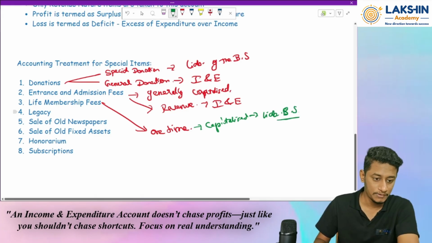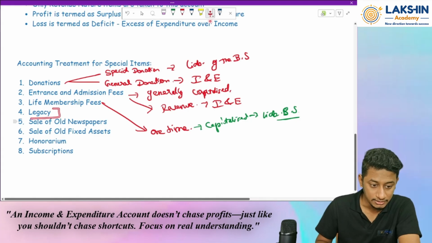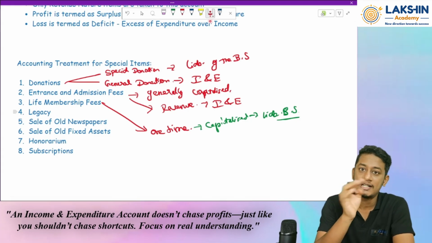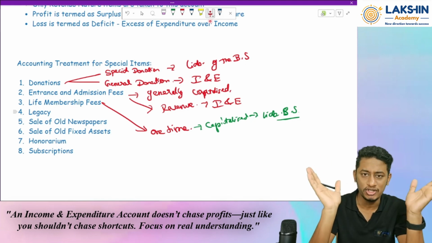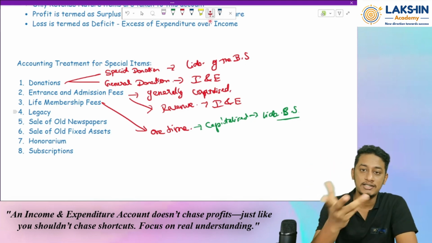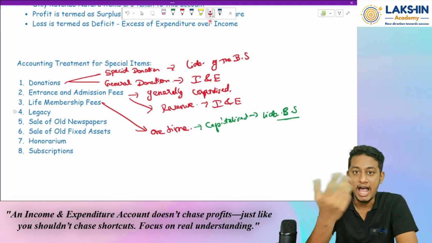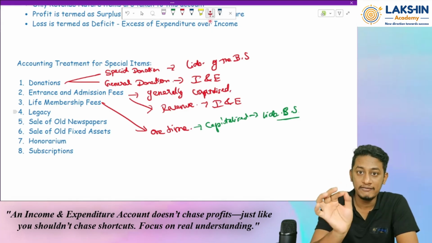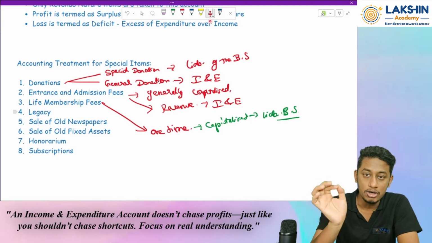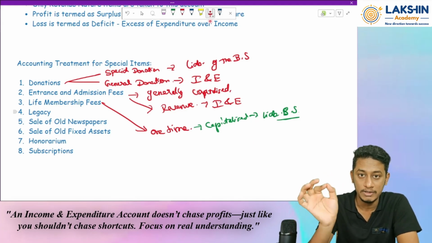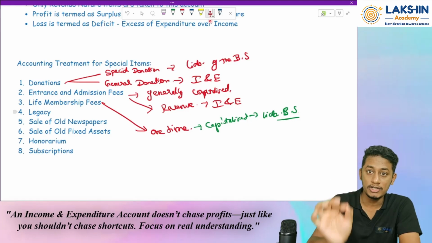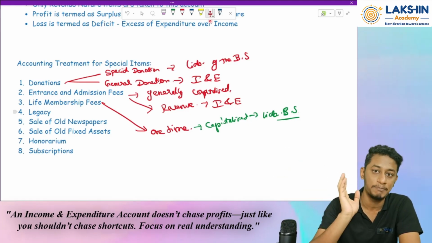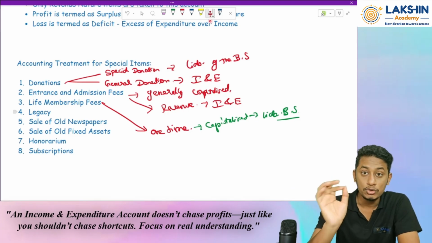Clear with this? Then we have legacy. What does legacy mean? See, legacy basically means, let us say I am a person who has too much money. Now I don't have kids, or I might have kids who are not worthy of the money. So I write a will saying that whatever property or assets and whatever money I have in my name should be donated after my death to the so and so NPO. So what happens after my death?